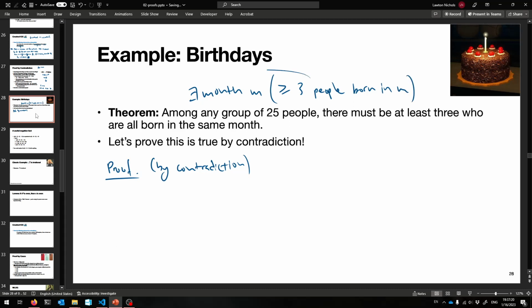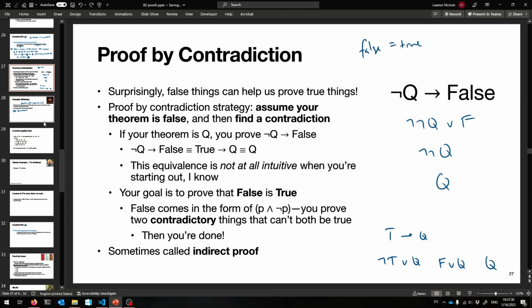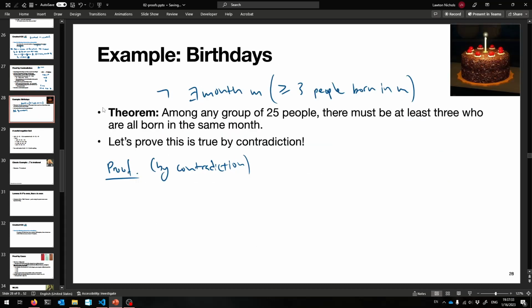Okay, so that is the original theorem. So there exists a month such that greater than or equal to 3 people were born in that month. That's the same as this theorem. To prove the theorem by contradiction, we're going to assume that our entire theorem is wrong. Assume it's false, and then derive false.